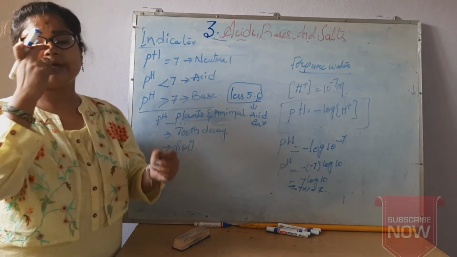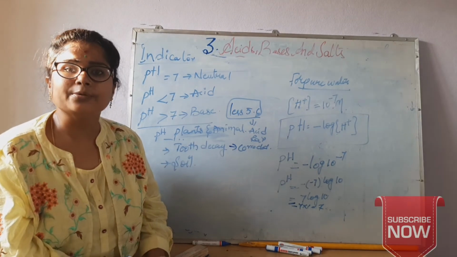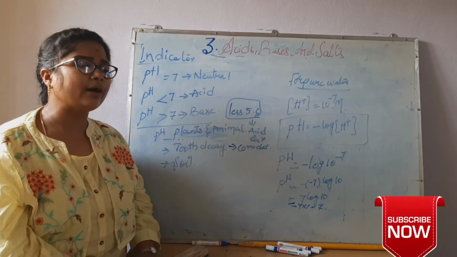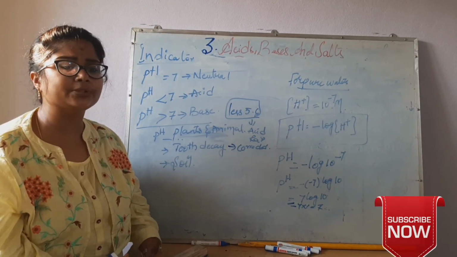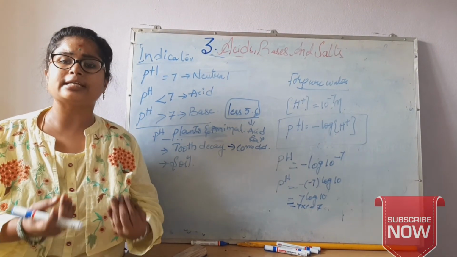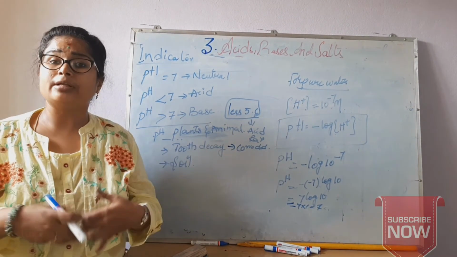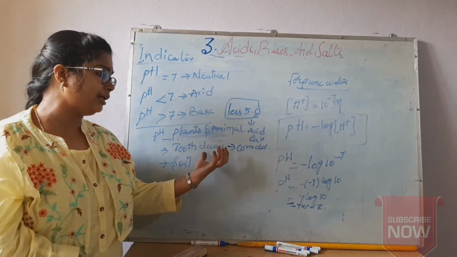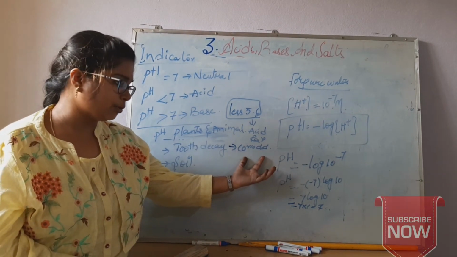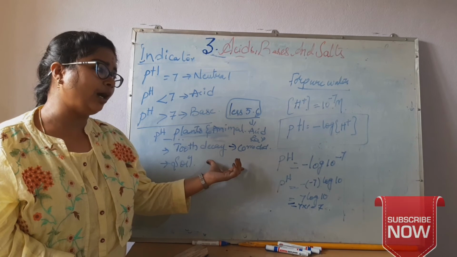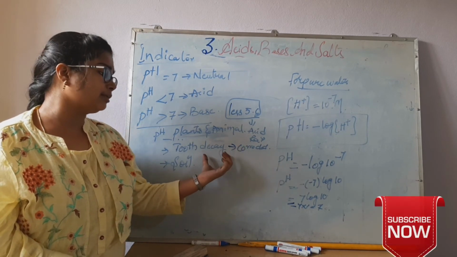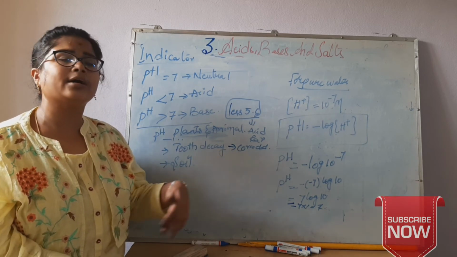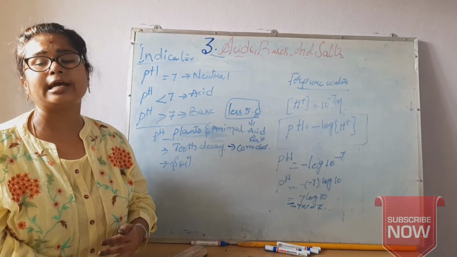Like tooth decay. In our mouth, if the pH value is less than 5.5, then your teeth will get corroded. The pH value changes because of the food you eat, the bases and acids. If you eat more acidic food, cakes and chocolates, your teeth get corroded. It becomes less than 5.5. The teeth are made up of calcium phosphate, so if you eat food with low pH, your teeth will get damaged.